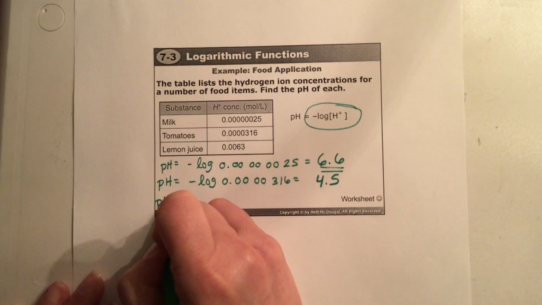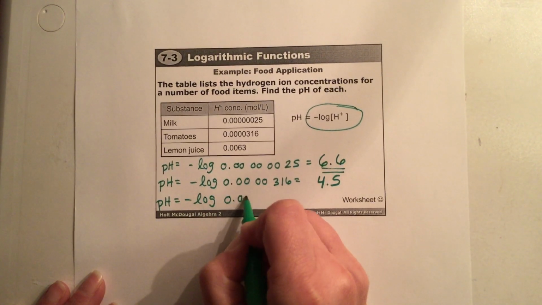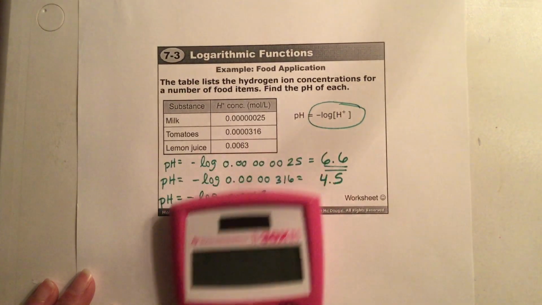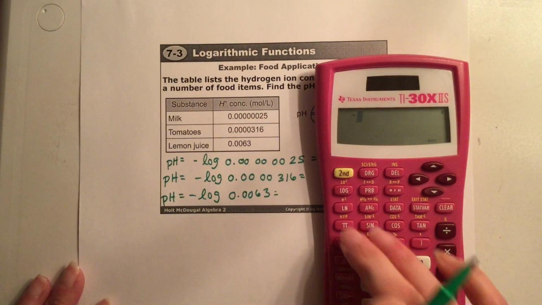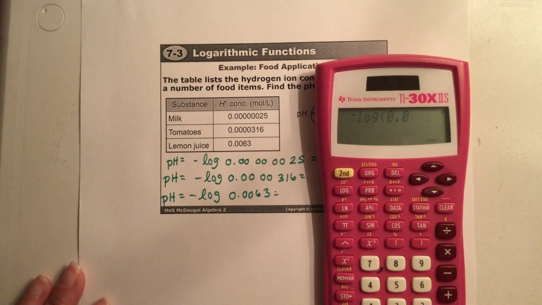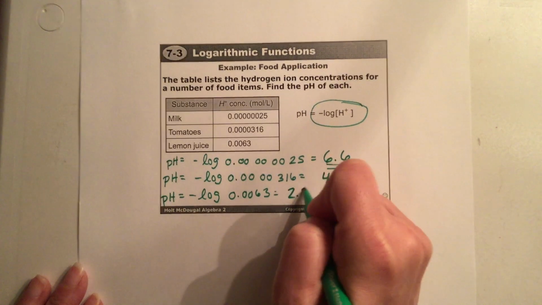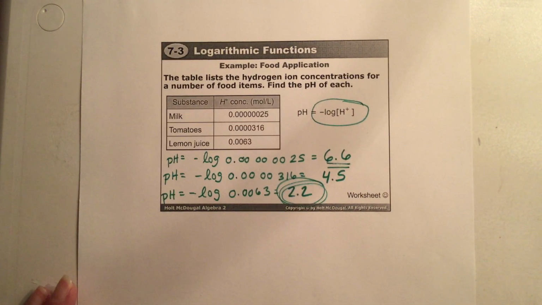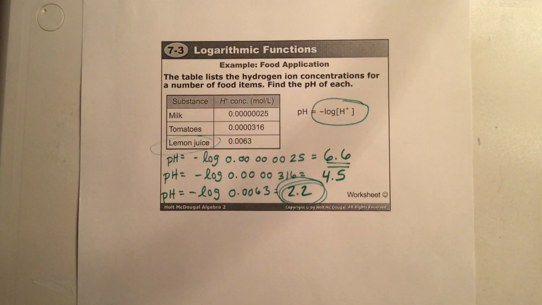Let's look at the last one, lemon juice. Negative log of 0.0063. What do you think is going to happen? Say it out loud. Which one do you think is going to have the most acid? Okay, let's check it out and see if you're right. Negative log of 0.0063. Oh, 2.2. So this would probably be a really big no-no for somebody who had stomach ulcers. That acid in lemon juice, oh my gosh, it would be so painful.